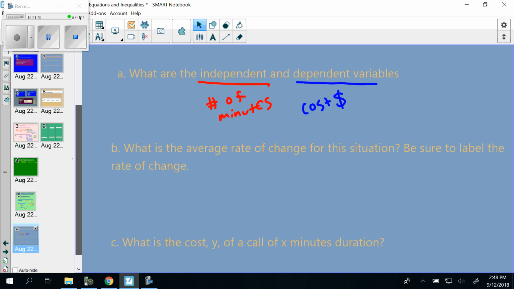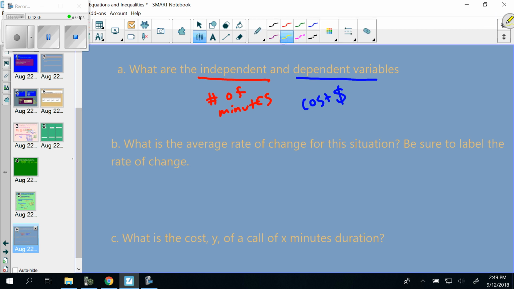All right, part B, what is the average rate of change for this situation? Be sure to label the rate of change. Okay, so they never specifically told us in this one, but we do have some call lengths with associated costs. Pause the video and see if you can figure out what this is going to be. All right, let's see. We got some different things here.